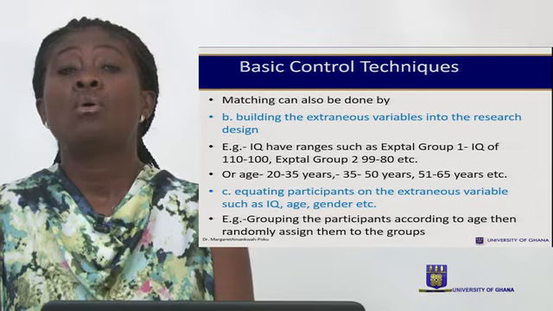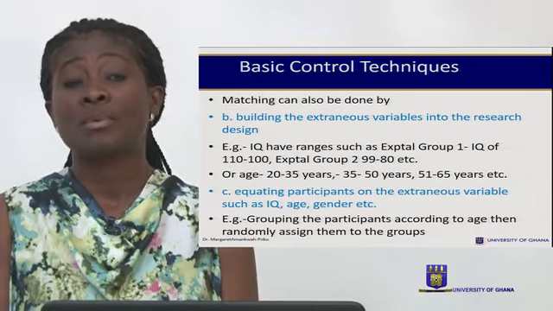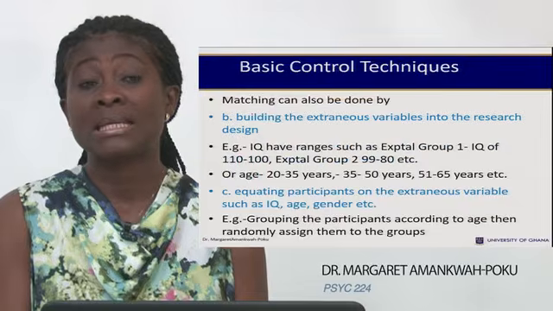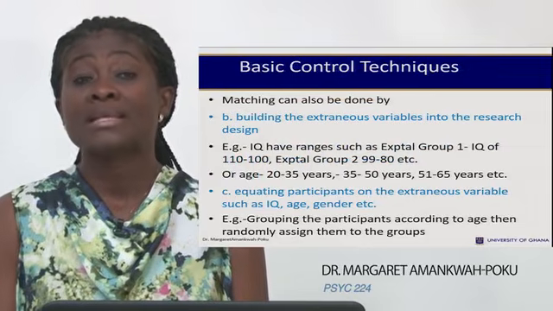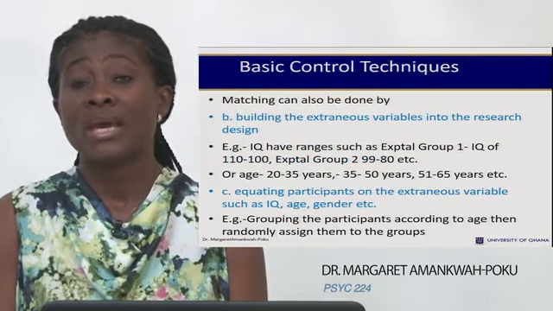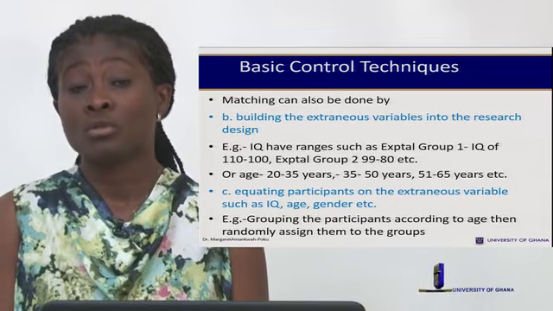Again, we can also match participants by equating them on the extraneous variables that will affect the outcome of the study. So again, if it's IQ or gender or age, which we think will affect the outcome of the study, what we do is group the participants according to their ages, their IQs, their gender, etc. And then the next step will be to randomly assign these groups to the groups that we are interested in. So let's say that we are comparing an experimental and a control group.